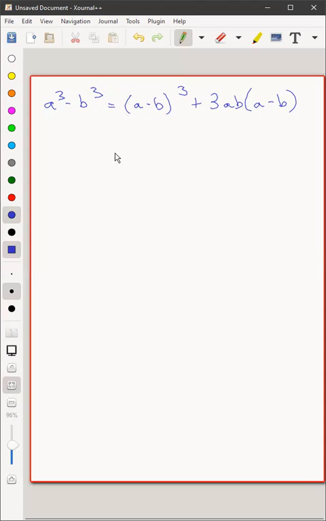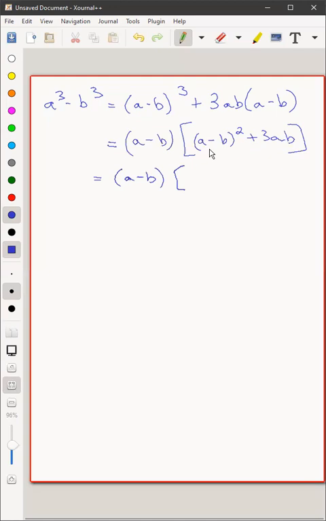Now see it from here. We can take out A minus B common here. And what will we be left with? We'll be left with A minus B the whole thing squared plus 3AB. Right? So I can write this as A minus B into... Paki, what's A minus B the whole thing squared?